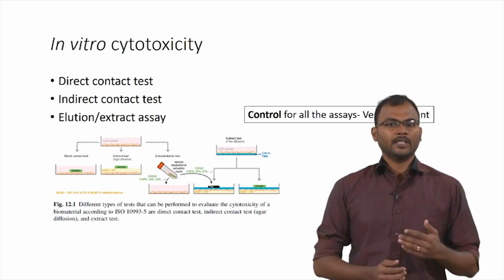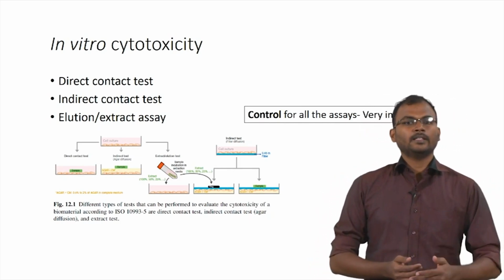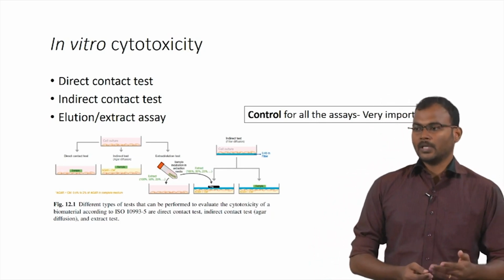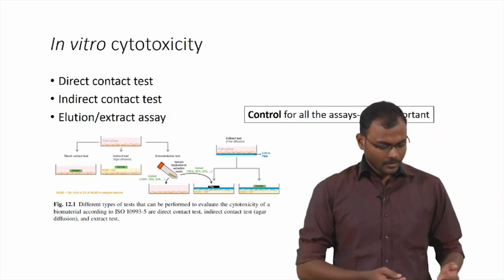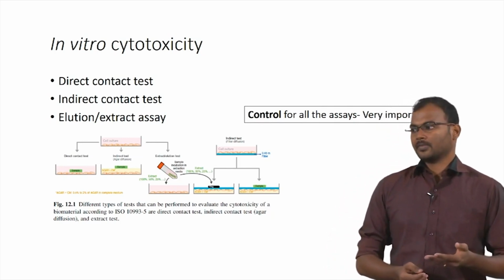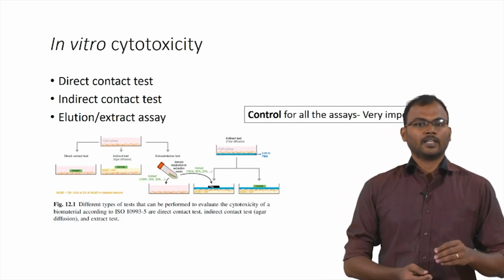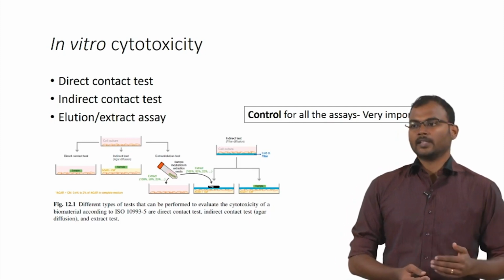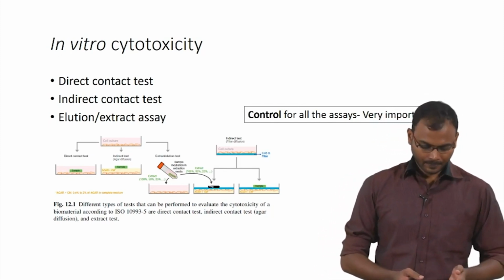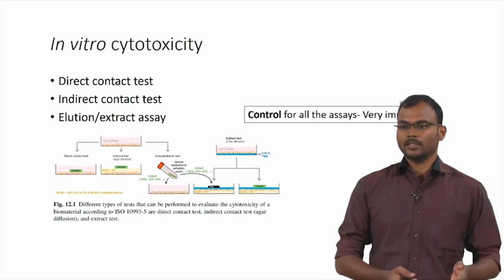That can be done based on 3 different methods: direct contact, indirect contact, and elution or extract assay. All these variations are based on what type of sample you are having. Direct contact is where, as you can see in the first figure, you have grown cells on the tissue culture plate, and you put your sample on top of it and check whether it is affecting any of the cells underneath it. That can be done for your nanoparticles or samples not having too much load. If you are having too much load, it can destroy your cells automatically.